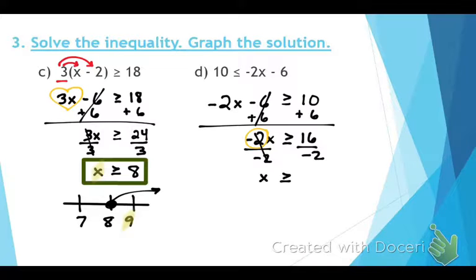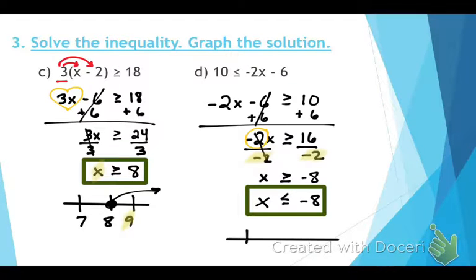Negative 16 divided by negative 2 is negative 8. Very good. Do I need to flip the sign? Yes. Why? Because you divided by negative. Very good. The last thing I did was divide by negative 2 on both sides. So we're going to rewrite it. Don't just erase it, but actually rewrite it and then box in your answer.